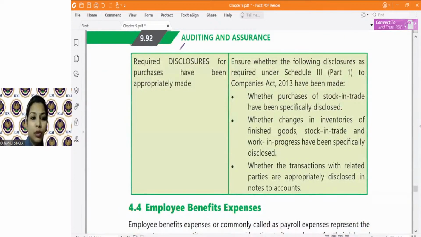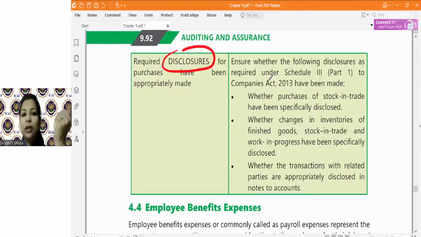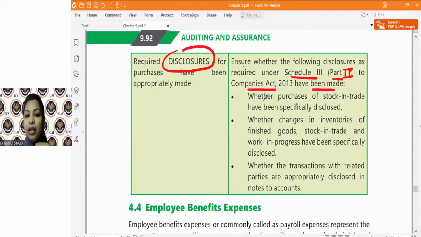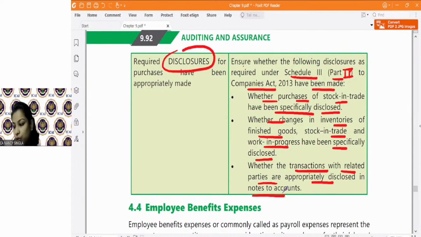देन विद रिस्पेक्ट टू डिस्क्लोजर, so purchasing के लिए what are the disclosures? Ensure whether the following disclosures as required in Schedule 3 Part 2 to the Companies Act have been made. Whether purchases of stock in trade have been specifically disclosed, whether changes in inventory, finished goods, stock in trade, work in progress have been specifically disclosed, whether the transactions with related party are appropriately disclosed in the notes to accounts.